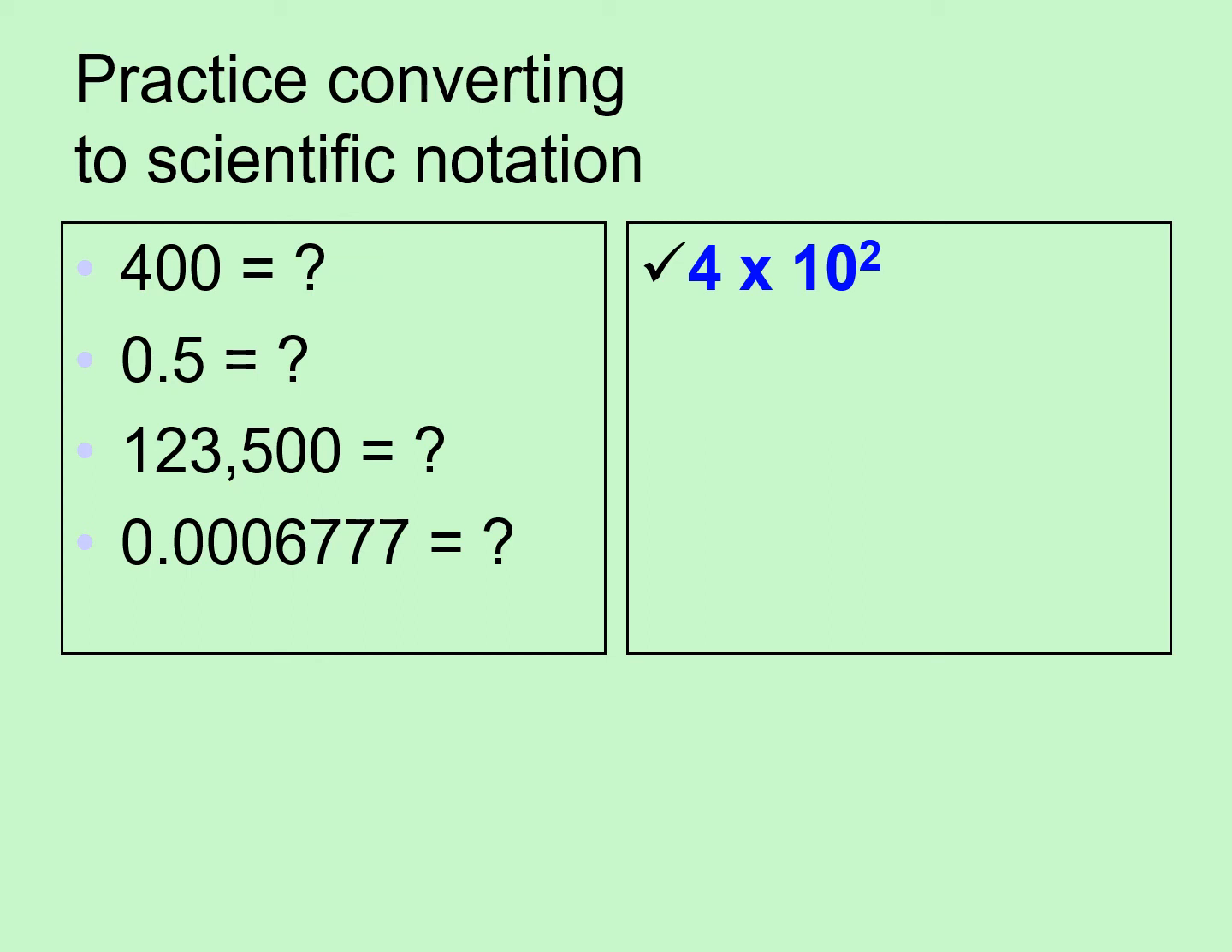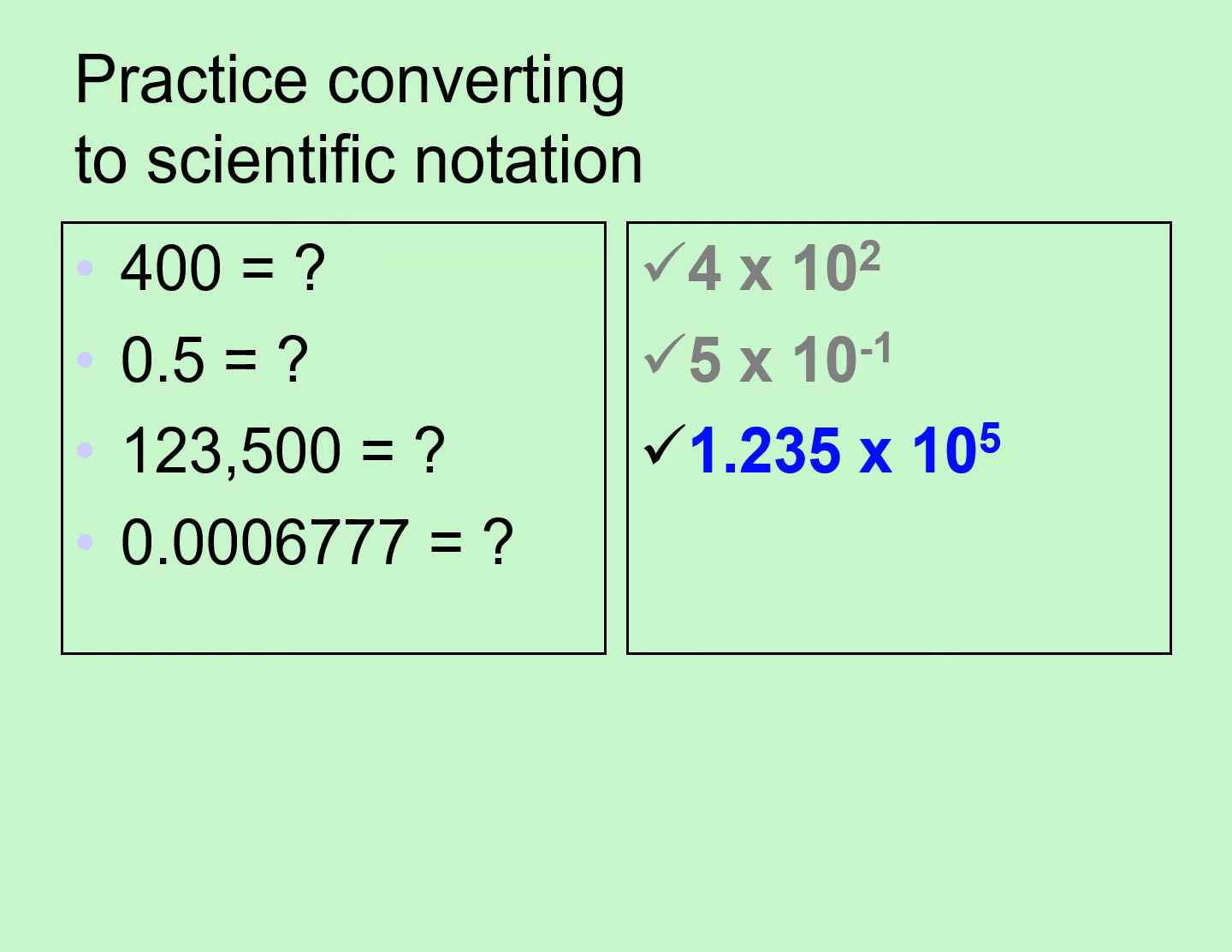0.5, that's a small number. I will have a negative exponent. I only have to move the decimal one time, so in scientific notation, it would be 5 times 10 to the minus 1. 123,500. I have to move the decimal from the last zero there 1, 2, 3, 4, 5 times. This is a large number, so it has a positive exponent of 5. 1.235 times 10 to the 5th power.